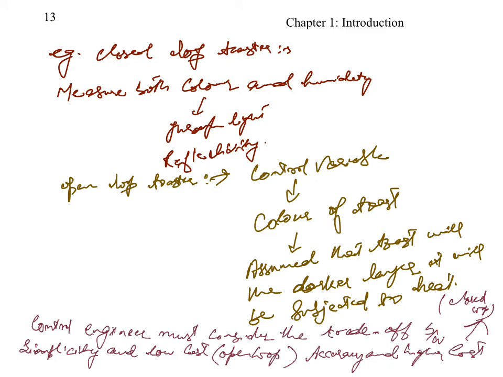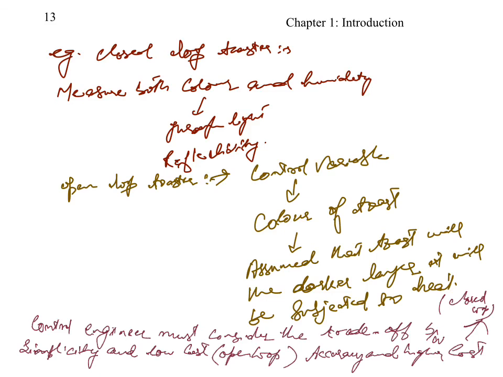Now let us take an example of the toaster. In the case of a closed loop toaster, since it has the feedback path, it will measure both color, through the light reflectivity, and humidity in the feedback path. Then it will do the comparison at the summing point. So in this case it is costly.